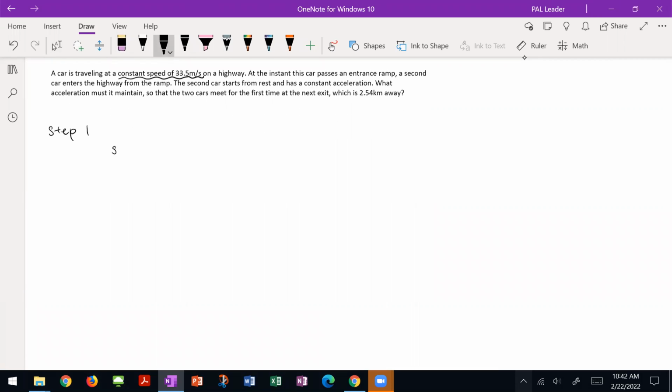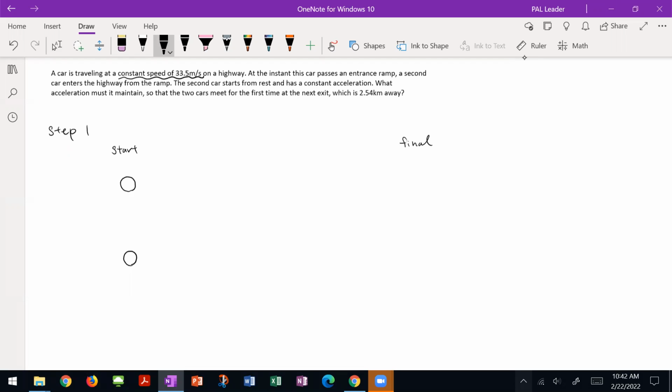So this is going to be our starting point. And I'm going to call this over here our final. So this is where we first pass each other. This is going to be me, this circles me. And then this is going to be the other car.